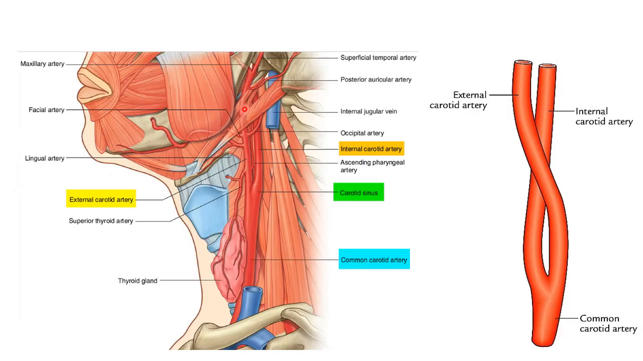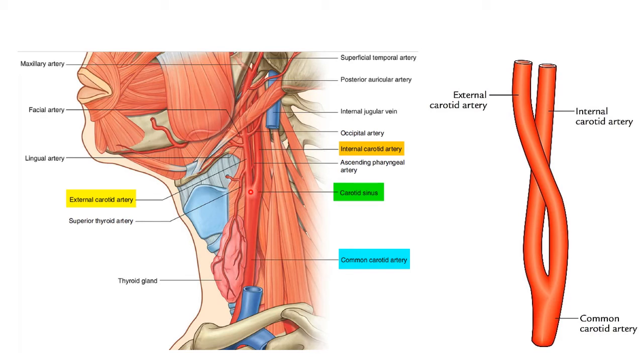First, we will discuss the external carotid artery. The external carotid artery is one of the terminal branches of the common carotid artery, the other branch being the internal carotid artery. The external carotid artery supplies the face, scalp, tongue and maxilla. It begins at the level of the upper border of the thyroid cartilage and it terminates in the substance of the parotid gland by dividing into its terminal branches, the superficial temporal artery and the maxillary artery.